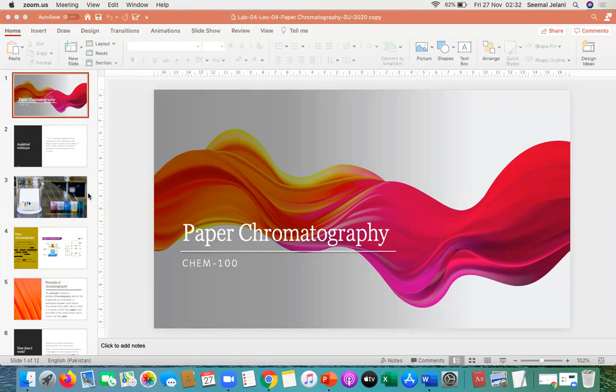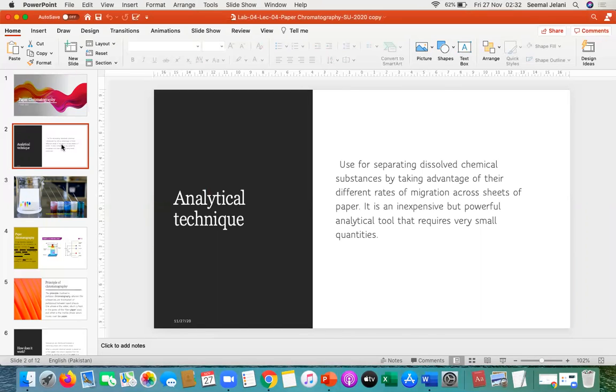Now, paper chromatography. First of all, I will give you this information that paper chromatography is actually an analytical method, which is used to separate colored chemicals or substances. It's a powerful analytical tool. And the main thing is that this analytical tool requires very small quantities of the things to be analyzed.